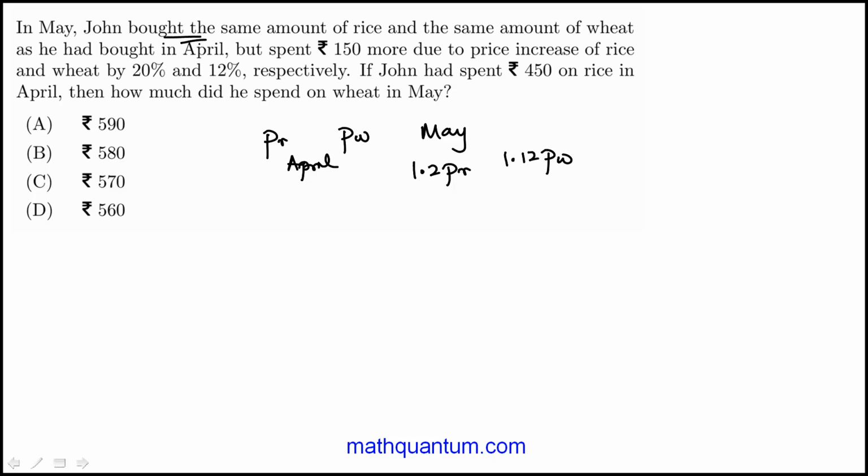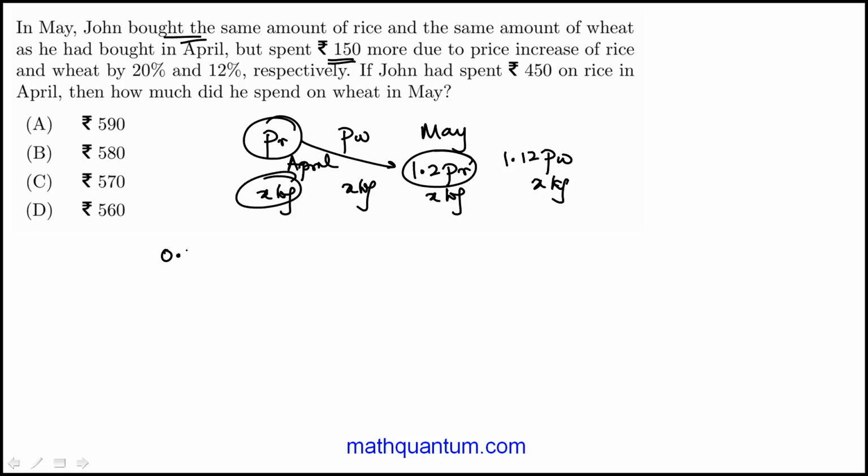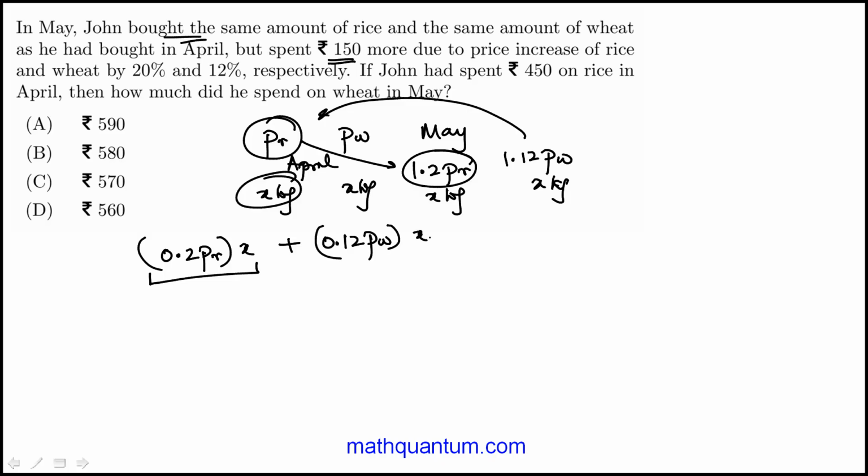Now we're told that John bought the same amount of rice, so X kilograms here, X kilograms, and same in May. So I'm just setting up the question here. Now he spent $150 more in May. So the increase in the price between these two is 0.2 PR. If we multiply that by the amount of rice he bought, that would be the extra he has to pay. Same thing with the wheat, the change, the 12%, times X, and this is what's equal to 150.